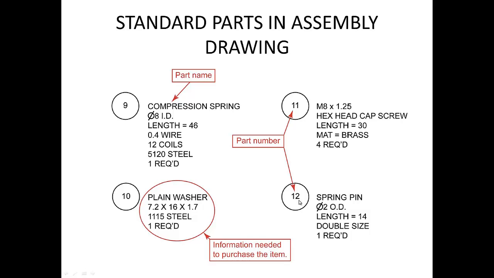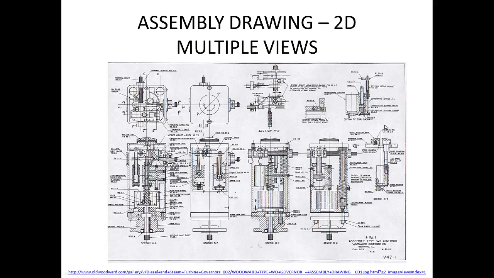And part number 12, in this case, will be the spring pin, diameter 2, length 14, double size, and you need one. So this is an example of one assembly drawing. As you can see, you can have multiple views, as many as you need, because some assemblies might be fairly complicated. In this one, they have even different cross sections, and they want to show you exactly what you have in each of these views. So we have section AA, section BB, section CC, section DD, and then section EE. There are many of these because there are so many different details that you will need to see.